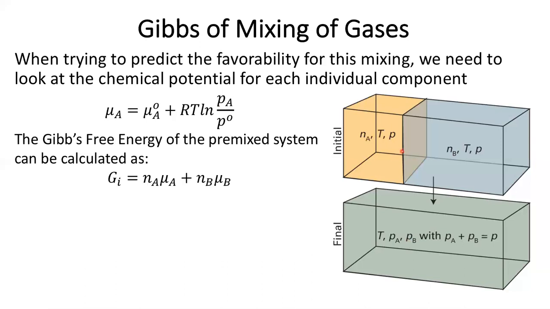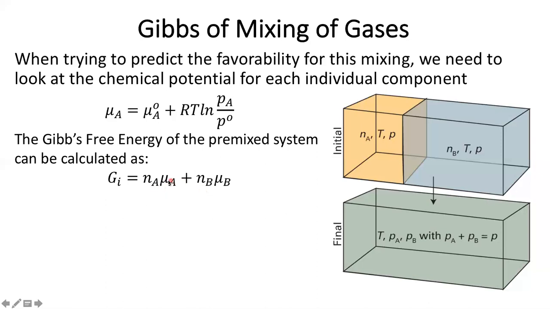Now, if I'm going to be looking at the Gibbs free energy of reaction, I'm going to have to take a look at the initial free energy and the final free energy. So if I'm looking at the initial free energy, well, it turns out that, as always, the free energy of a mixture can be given in terms of the chemical potential of each of the individual components times the number of moles of each of these species.